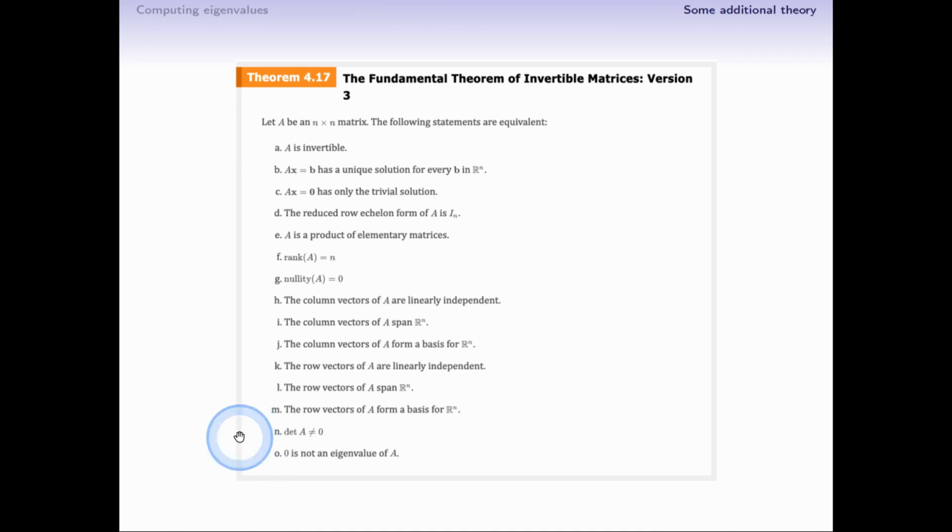Statement N says the determinant of A is not equal to 0, and statement O says that 0 is not an eigenvalue of A. Now, we've just seen that 0 is not an eigenvalue of A is equivalent to A is invertible, and the determinant of A is not equal to 0. And so we can add entries N and O to the fundamental theorem of invertible matrices.